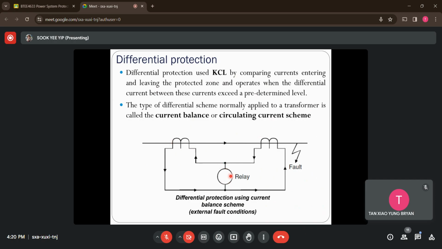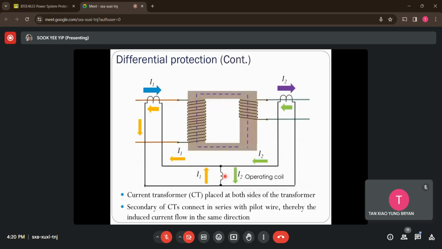Okay, the beauty of this differential protection scheme is that it is not affected by external faults. So in the event that a fault occurs outside the protection zone, basically it will not cause the relay to operate. Okay, to further understand this, let's see the next slide, with a much more proper diagram as well as explanations.